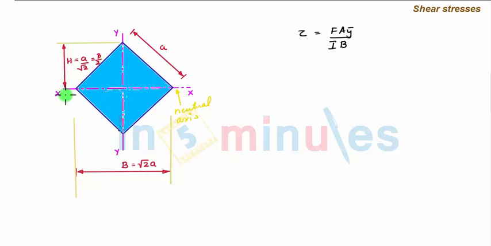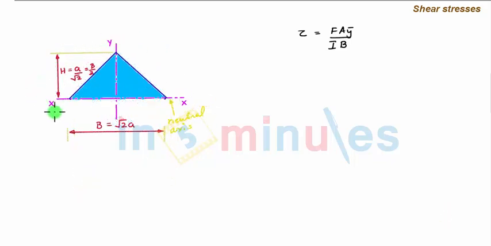Now we see, since a cross section is symmetrical about your centroidal x-axis or neutral axis, the variation of shear stress in the part of the cross section above the neutral axis will be the same as that of the variation of shear stress in the part of the cross section below the neutral axis. So the two variations will be the mirror image of each other across this neutral axis. So now let us consider the part of the cross section which is above the neutral axis.